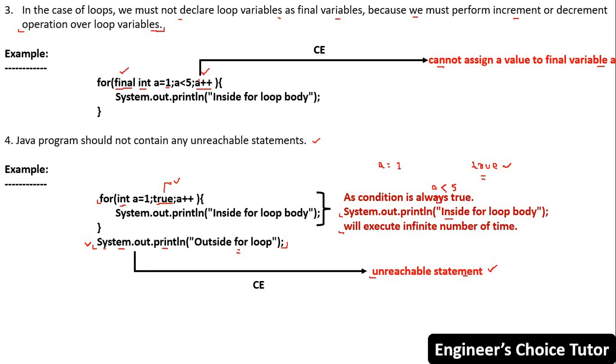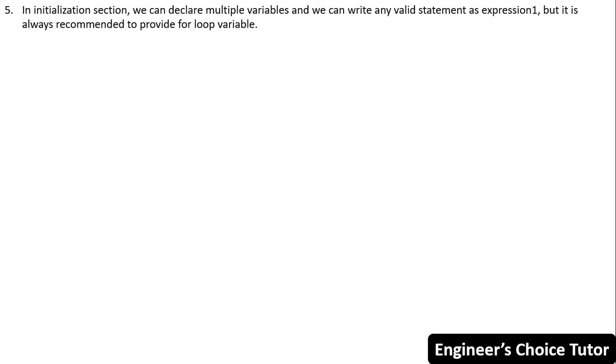So the next rule is the fifth rule. The fifth rule is, in the initialization section, we can declare multiple variables, and we can write any valid statement as expression 1. But it is always recommended to provide a for loop variable. Basically, in the initialization section, we can declare multiple variables separated by comma, and all should be of the same type.